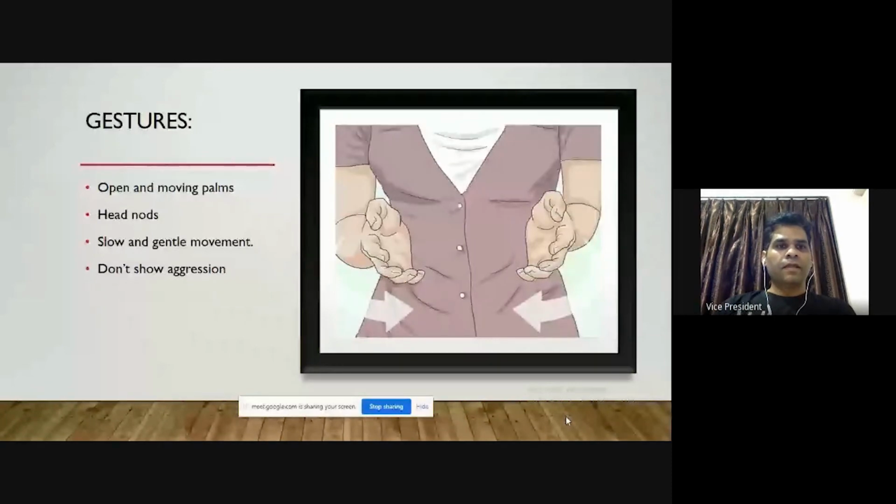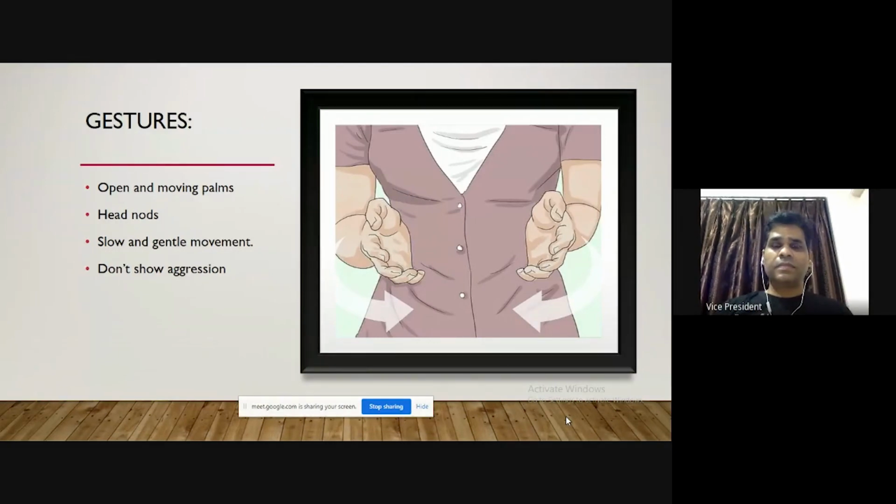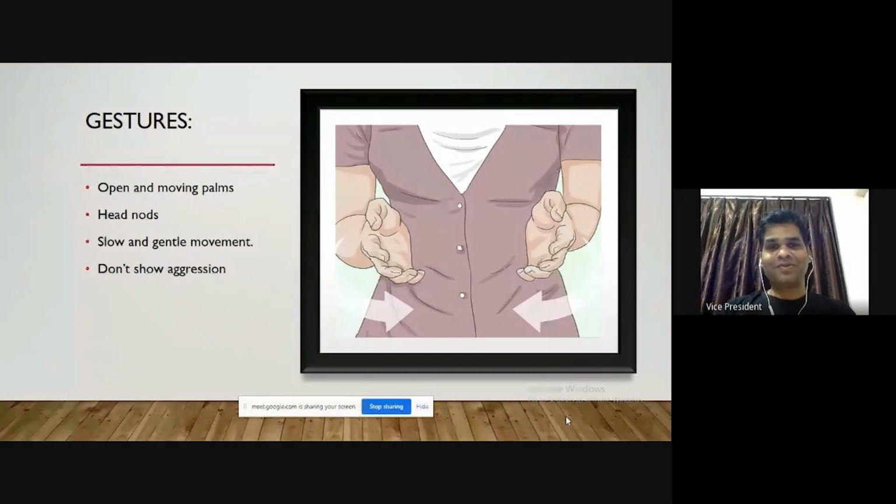These are a couple of gestures which are very powerful, and which I have already told you. One is open and moving palms. It's very simple. I can also show you. You might have noticed that most people who have good oratory skills don't have hands just holding onto the podium. Look at most of the leaders, world renowned leaders, not only Indian leaders. Their palms will always be moving. Their hands will always be giving some kind of gestures.